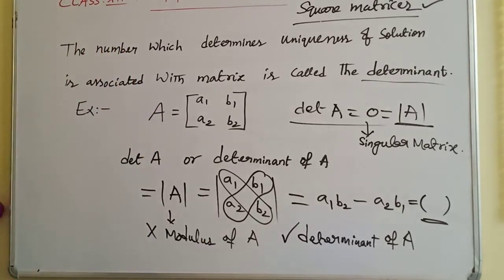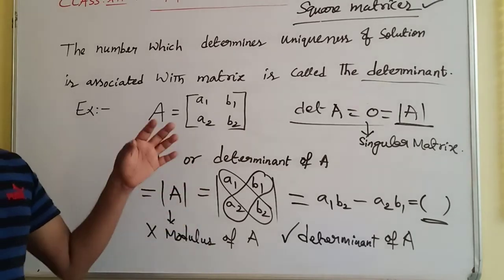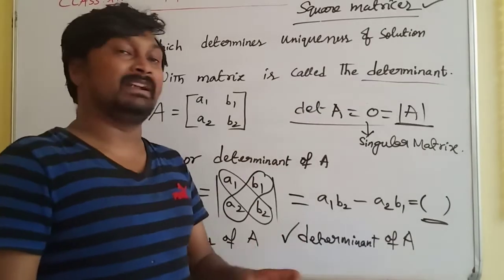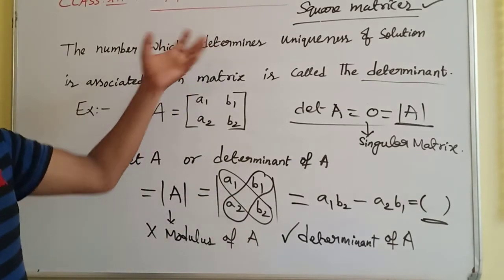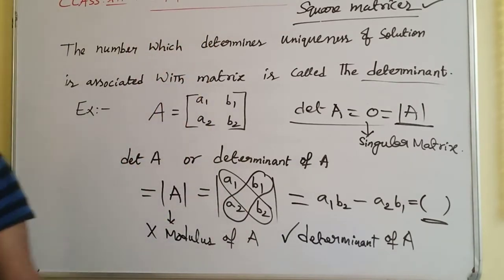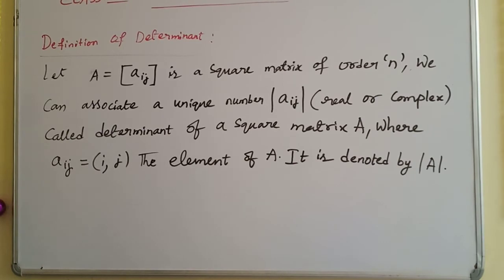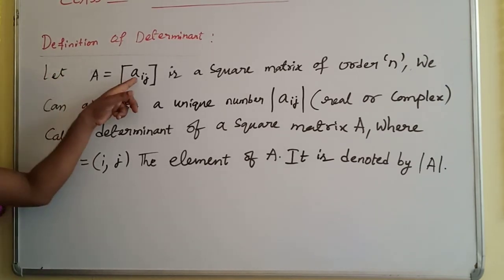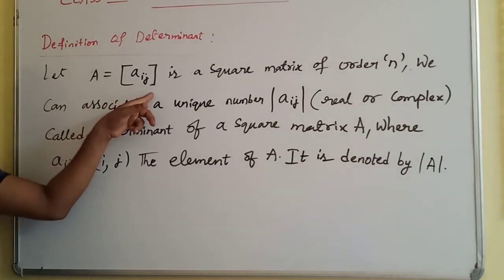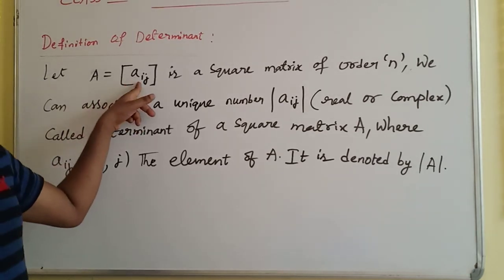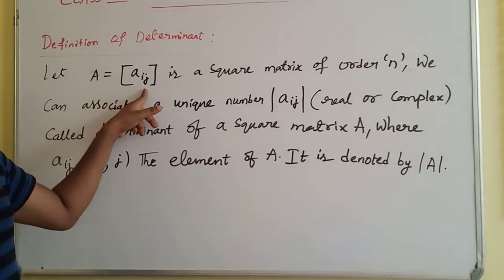Now let's move on to the actual definition in mathematical language. We need to understand what a determinant is. This is exactly the definition of a determinant. You have to remember it. Let A be equal to the matrix Aij. You already know that i is rows and j is columns.